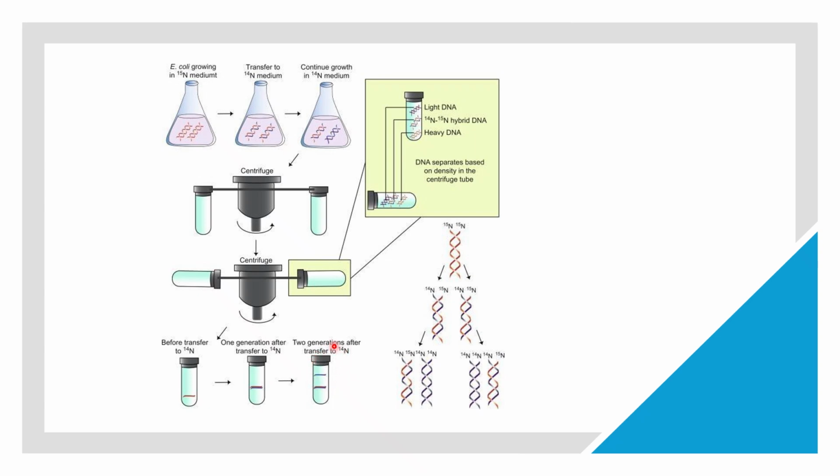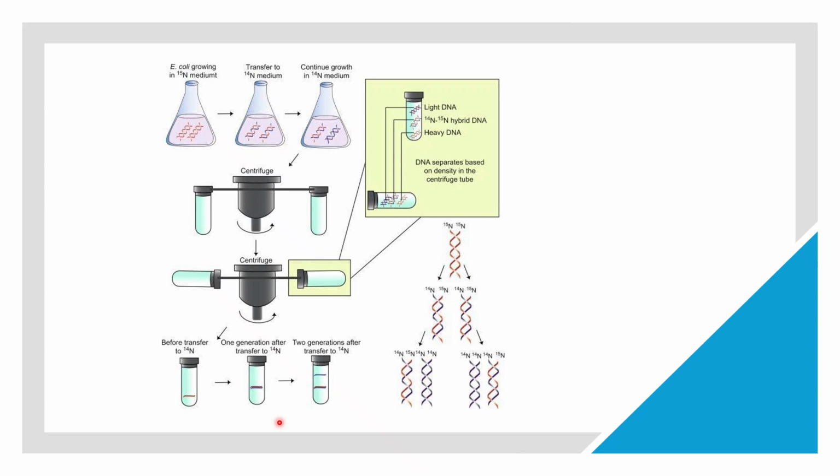There was one more band that was found on the cesium chloride density gradient, and that band was that of intermediate density. That indicated hybrid molecules having one strand of heavy nitrogen, that is 15N, and one strand of 14N, that is the light nitrogen. So this result supported the semi-conservative model.